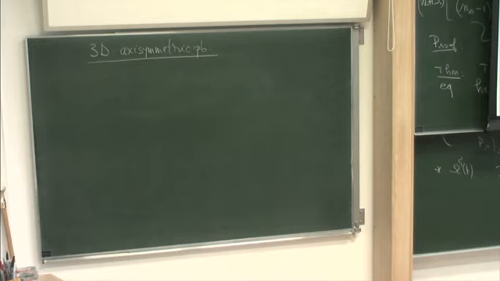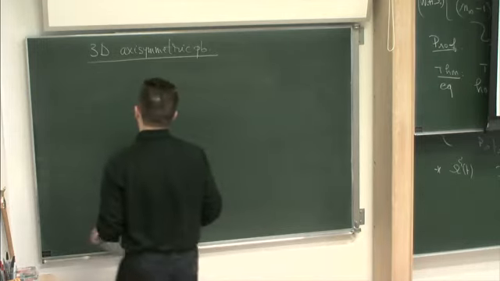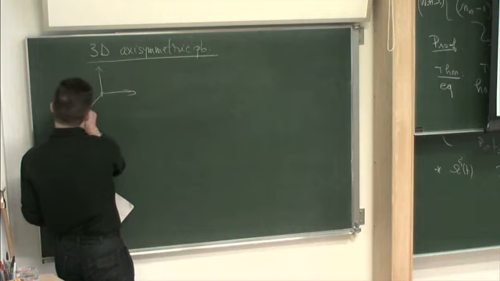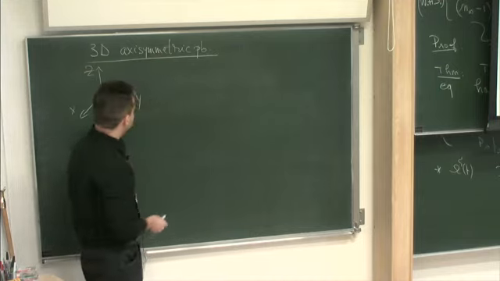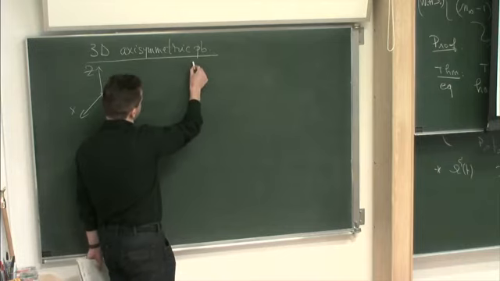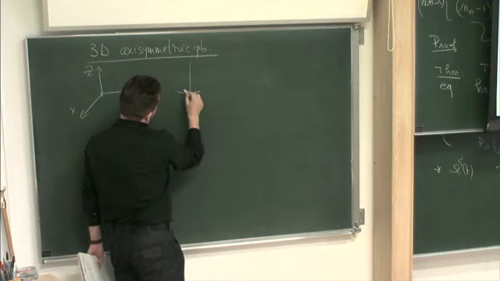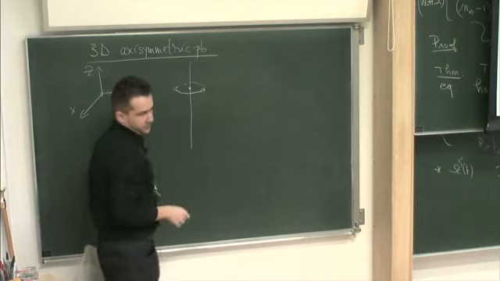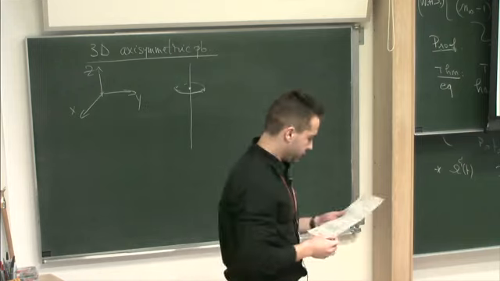Okay, so three-dimensional axisymmetric geometry means that if we have coordinates x, y, z, the fluid domain is invariant by rotation around the z-axis. So if we have one point in the fluid, and we take the horizontal circle passing through it, with the center on the axis, all of these points will also be in the fluid.